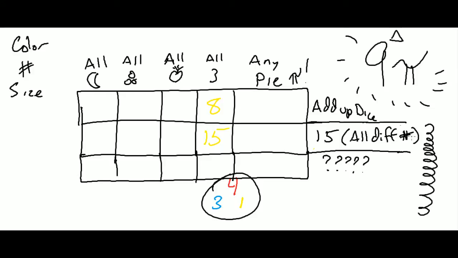So the all different numbers is the final total in the column, correct? Or is that just all different numbers as far as the dice rolls are concerned? All different numbers is the requirement for putting a pie into that row. Okay, you have to have a pie with all different numbers to do that one. Great.